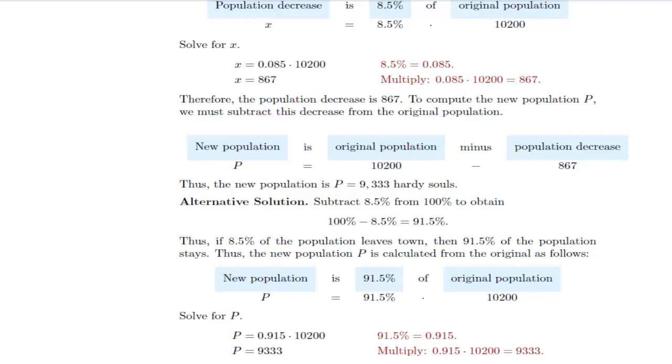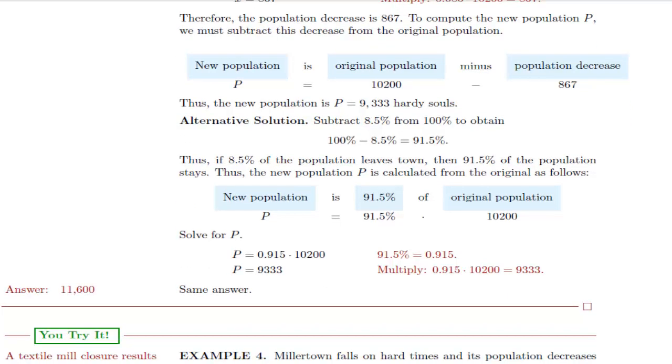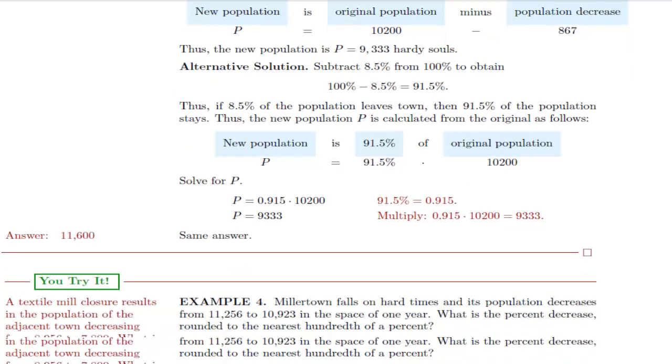Alternative solution. Subtract 8.5% from 100% to obtain 91.5%. Thus, if 8.5% of the population leaves town, then 91.5% of the population stays. Thus, the new population P is calculated from the original as follows. New population P is equal to 91.5% of the original population, 10,200. Solve for P. P equals 91.5% times 10,200. 91.5% converts to the decimal 0.915, and 0.915 times 10,200 is 9,333, the same answer.